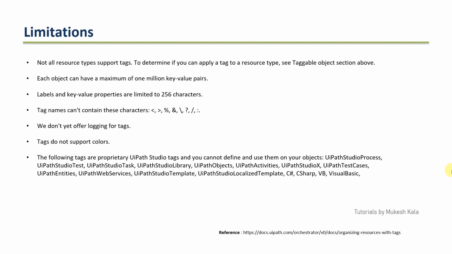Tags do not support colors, right? Some of you might be thinking, how about giving colors, like red, blue, green? As of now, these are not supported, right? And the last one, as we have discussed, is that UiPath has set up some proprietary tags that you cannot use when you are creating tags, and these are already stored by UiPath as proprietary, right? So this comes as a limitation. You need to remember this whenever you are working on and creating tags.